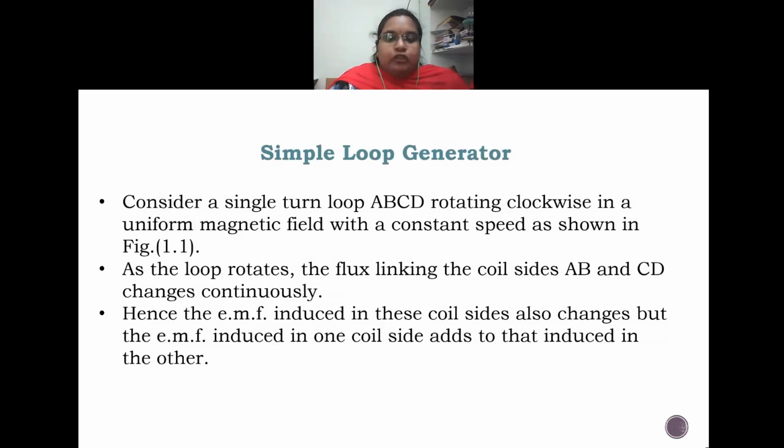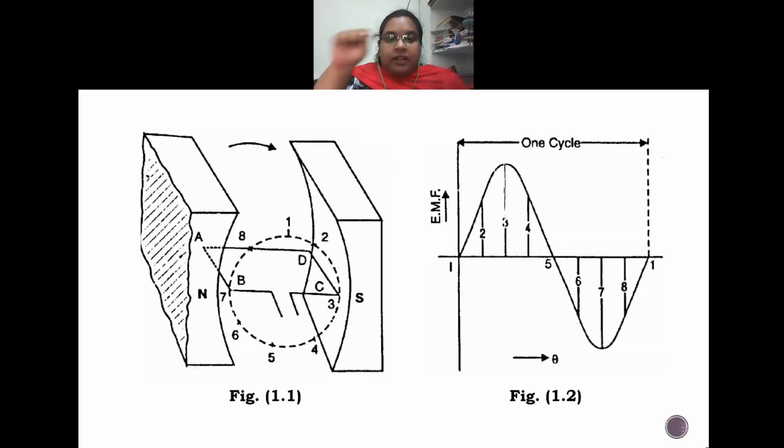As the loop rotates, the flux linking the coil sides AB and CD changes continuously. Now you are rotating the conductor in a magnetic field, so whatever the magnetic field of the conductor is, that is being changed continuously. Because you are moving the conductor in a magnetic field, it experiences a different amount of magnetic field at different points of time. That means the magnetic field of that particular conductor is being disrupted continuously, so there will be an EMF produced in that particular conductor.